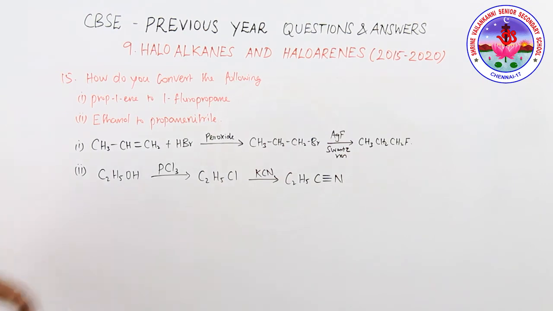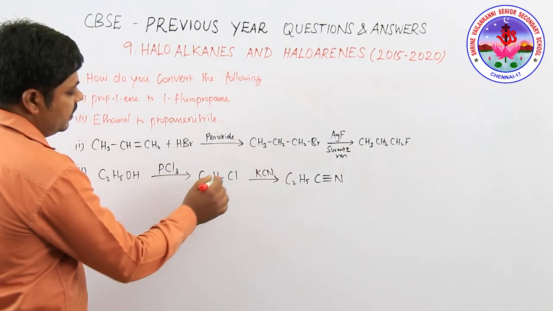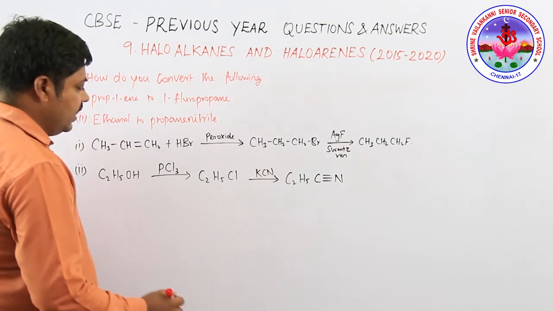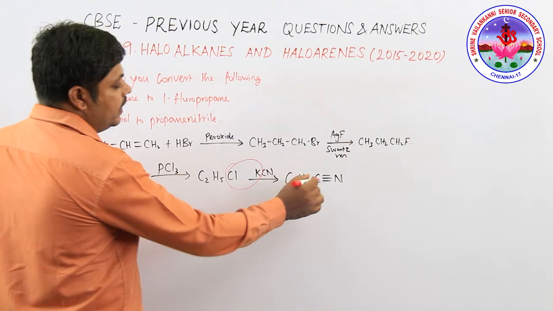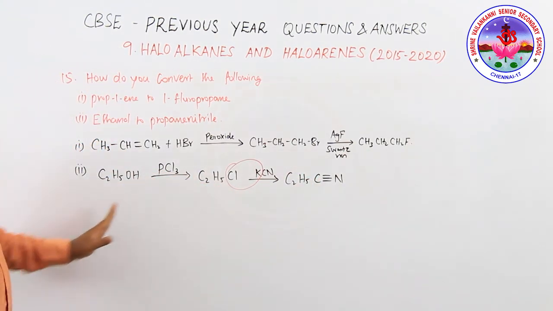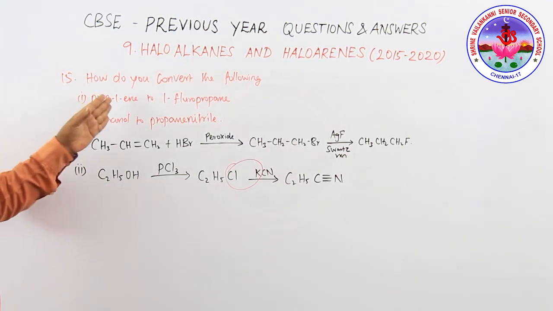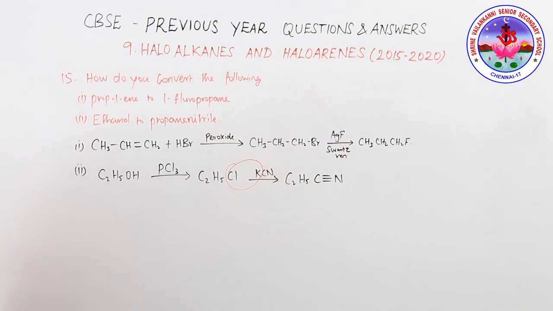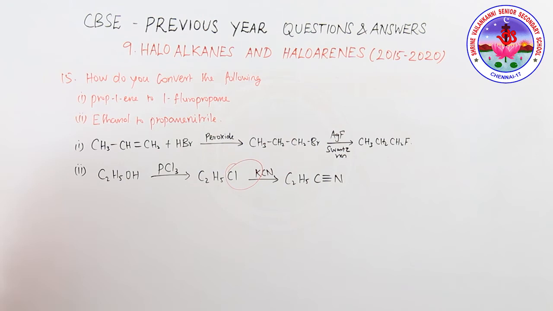Then the second one, ethanol to propanenitrile. The ethanol reacts with phosphorus trichloride to form ethyl chloride. This ethyl chloride reacts with potassium cyanide, and you will get propanenitrile. So this is the conversion type. Usually conversion type questions also come. In this unit, I gave two conversion reactions.